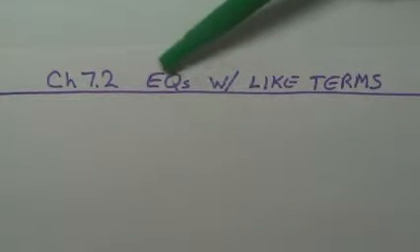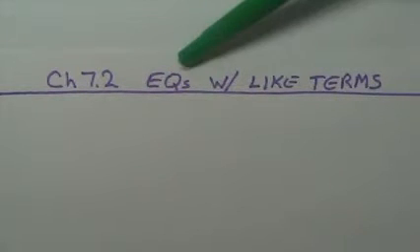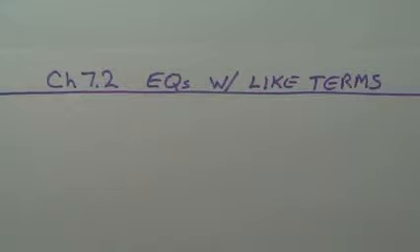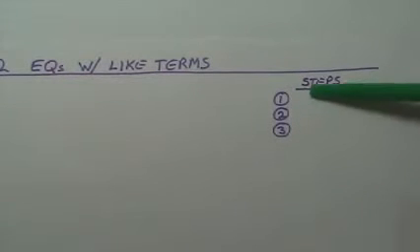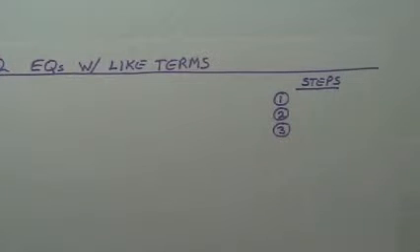Our notes today are on equations with like terms. We've already gone over two-step equations. Now let's add another step in there. I'm going to write my steps over to the side to get them out of the way. There's basically 3 steps that we'll cover.